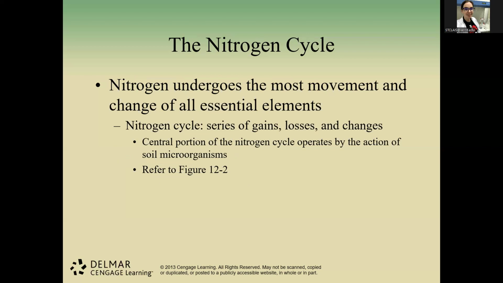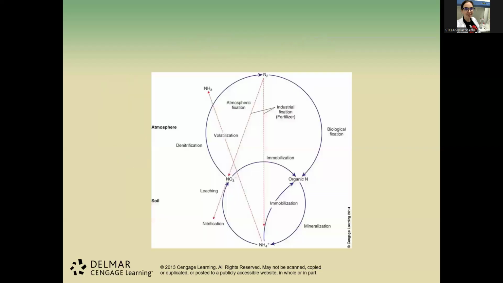Out of all the essential elements, nitrogen is going to be the one that moves and changes the most. So in the nitrogen cycle, we have gains, losses, and changes. The central portion of this is going to be carried out by microorganisms. So let's take a look at this. Here we have the central portion.